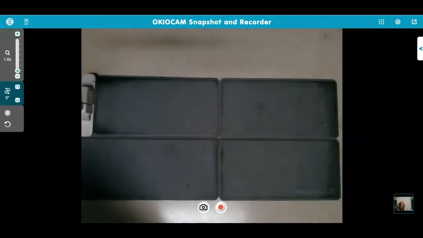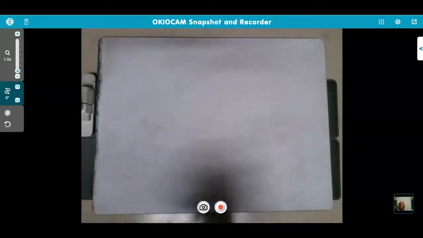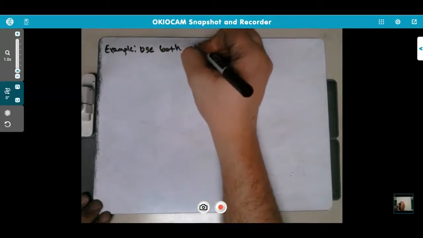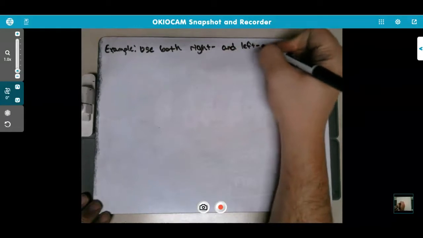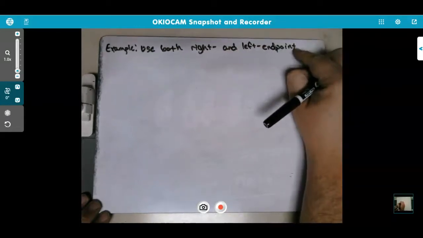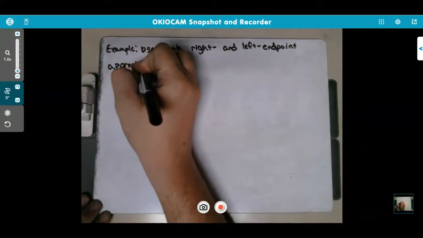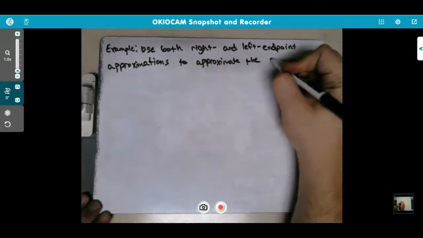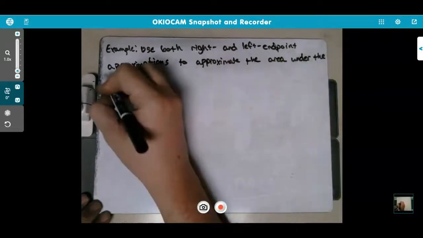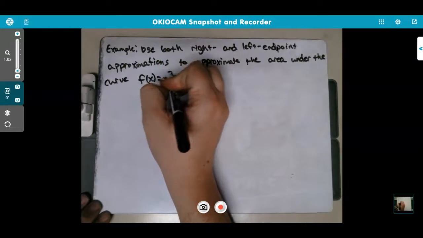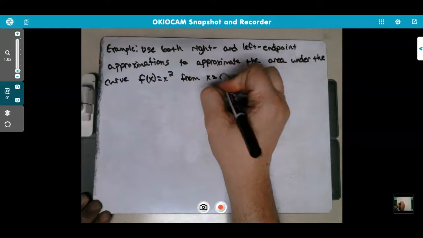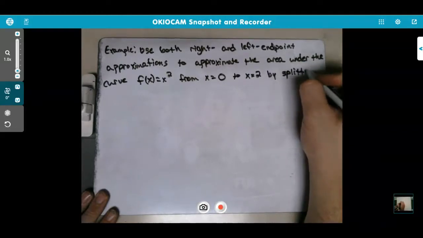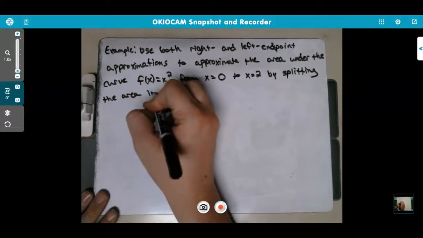Example. Use both right and left endpoint approximations to approximate the area under the curve f of x equals x squared from x equals 0 to x equals 2 by splitting the area into 4 parts.